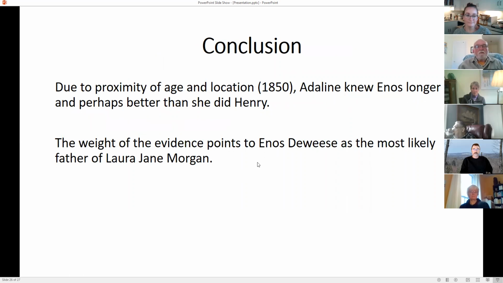Due to the proximity of the age and the location, Adeline probably knew Enos. We know that she knew him longer and perhaps better than she did Henry. And in my opinion, the weight of the evidence points to Enos DeWeese as the most likely father of Laura Jane Morgan. This is not proof. It is my conclusion after looking at all of the DNA evidence, which points to both of these men and a whole bunch of other people, and the genealogical evidence from various traditional records that separate the two in terms of likelihood.